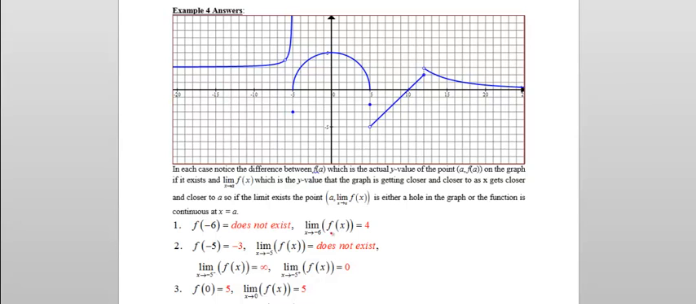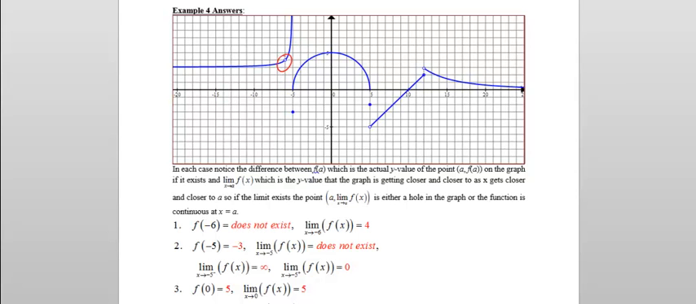But we do have a hole in the graph there at negative 6, 4. Okay, and that's this point right here, this hole in the graph. You can see, I'll kind of circle around it. Okay, so right in there, that hole in the graph, and so the limit as x goes to negative 6 is 4. How about at negative 5?